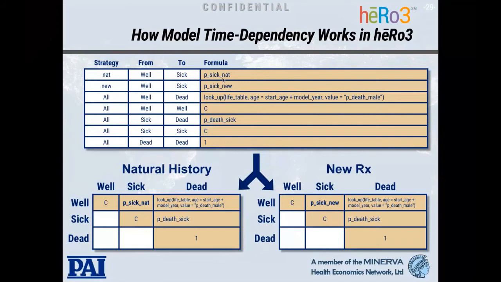The first thing we're going to do is take that formula column and expand it into two transition matrices. One for the natural history strategy and another for the new drug strategy. The way that works is we're taking whatever cells are defined by these entries and placing them in the appropriate transition matrices. The items that are specified for all will go in both transition matrices. And then these two bolded entries are strategy specific, so the appropriate entries from each strategy go into the appropriate matrix. Nothing interesting is happening here. We're just going from long form to matrix form.